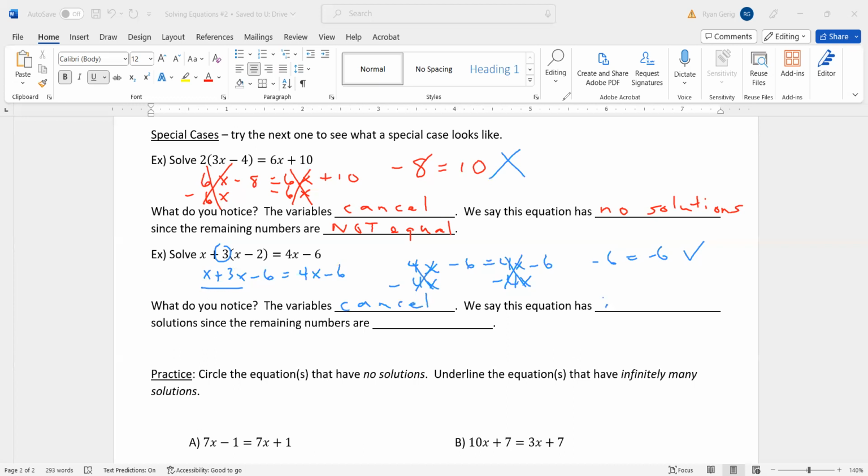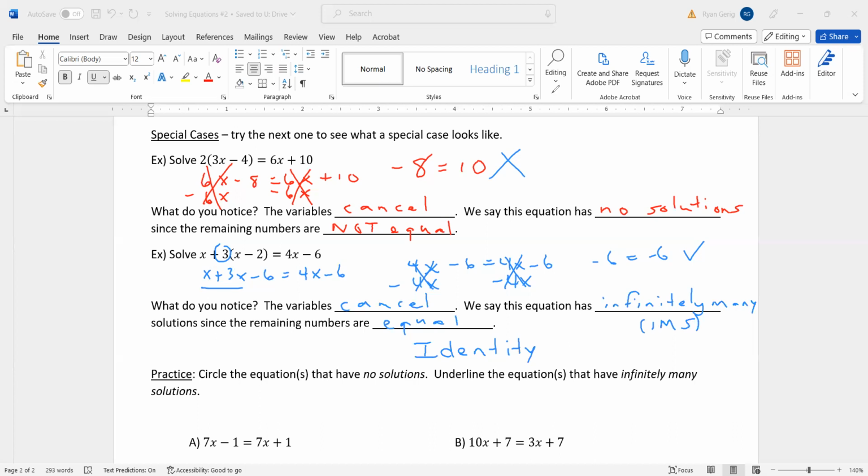We say this equation has infinitely many solutions. We will abbreviate that sometimes to IMS. But it has infinitely many solutions since the remaining numbers are equal. We have another name for this as well, and I'm going to write that down real quick. When you have infinitely many solutions, this equation is called an identity because the left side and the right side are identical. Think of it that way.